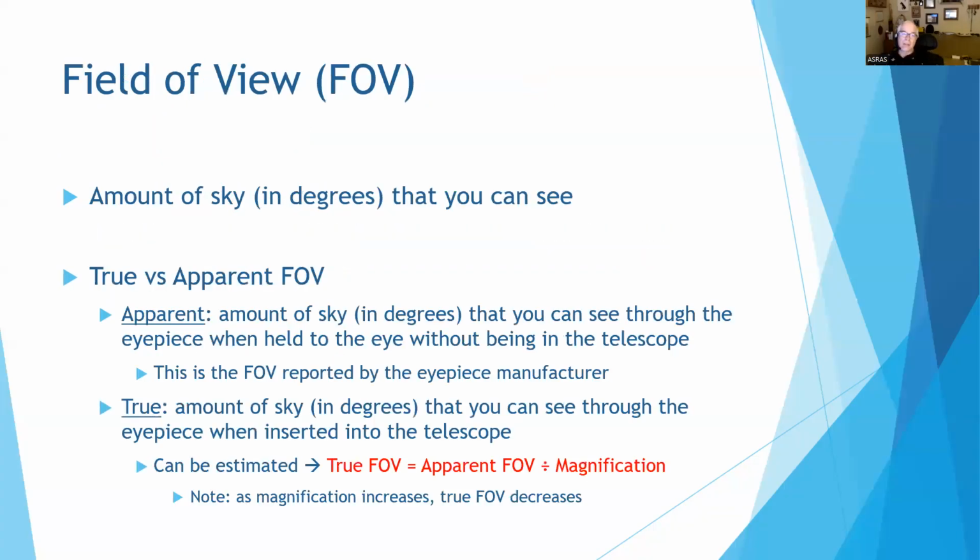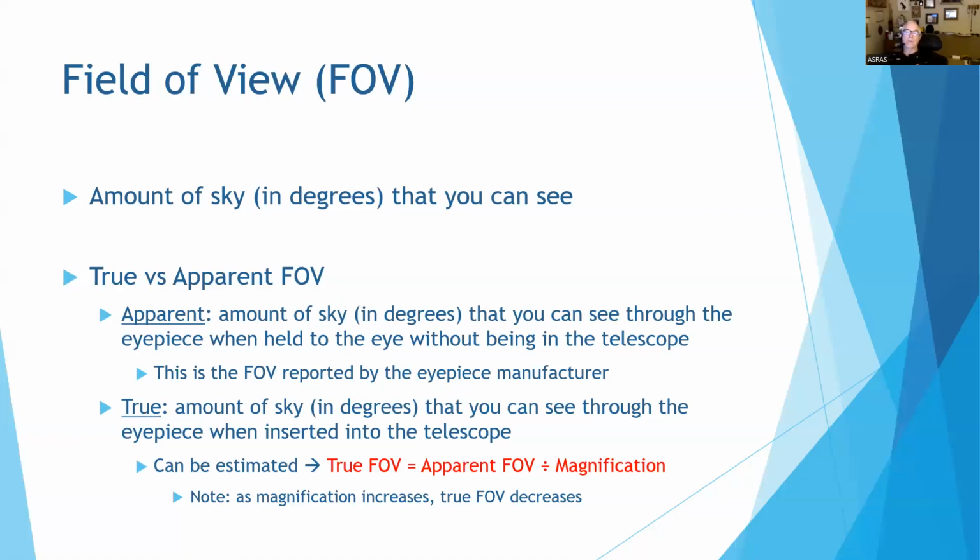Field of view goes hand in hand with magnification. Field of view is the amount of sky in degrees that you can see. There's true versus apparent field of view. The apparent field of view is the field of view that's written onto your eyepiece, or comes with the instructions for your eyepiece. That's the amount of sky in degrees that you can see through the eyepiece when it's held to the eye without being in the telescope. And that's the field of view reported by your eyepiece manufacturer.